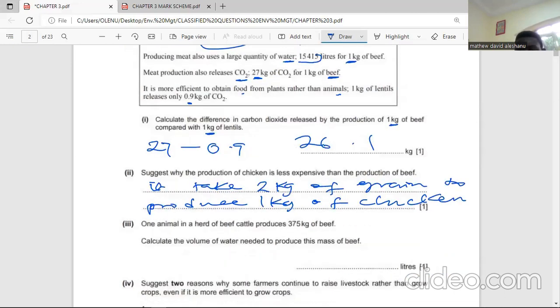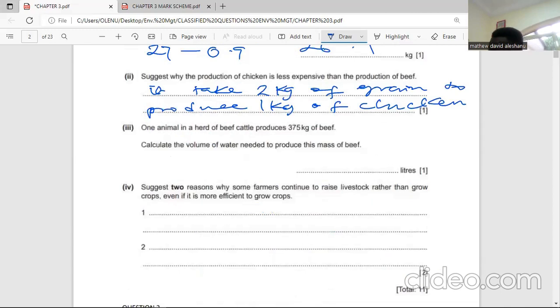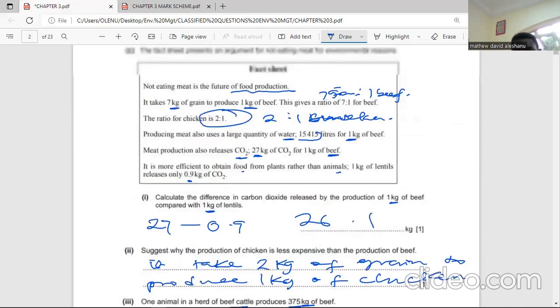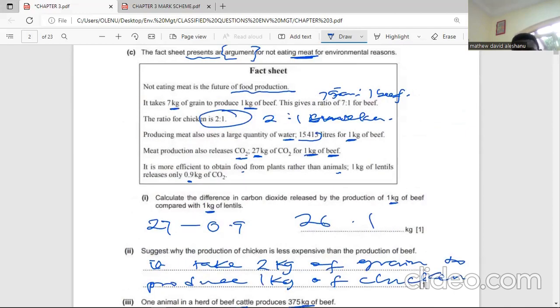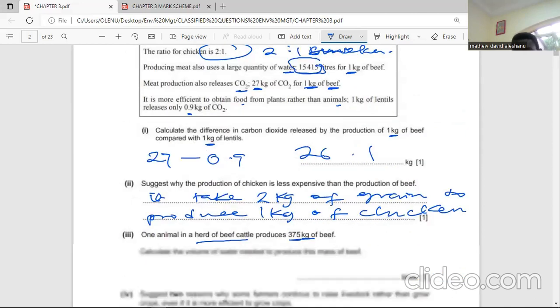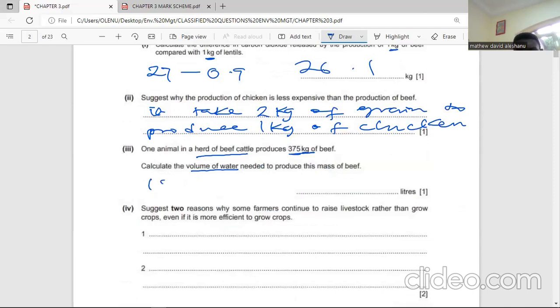That's all. Now, the next question is, you need to also look at this. A head of beef cattle produces this amount of beef. Calculate the volume of water. So you come back. For you to produce 1 kg of beef, you need this volume, 15415 liters of water. So to produce this many kg, it will be 1 times this total, which is 375. Any answer it gives you, that's what it is.